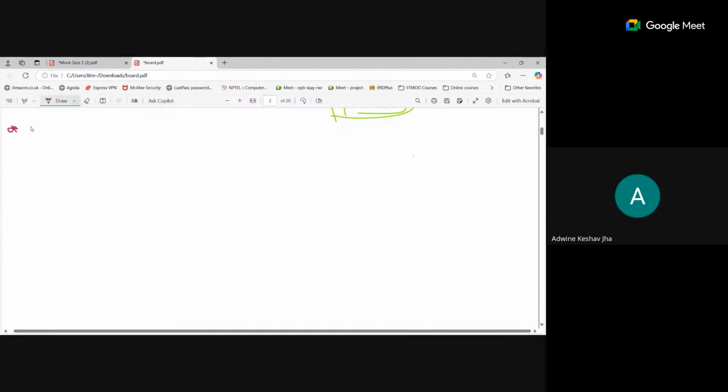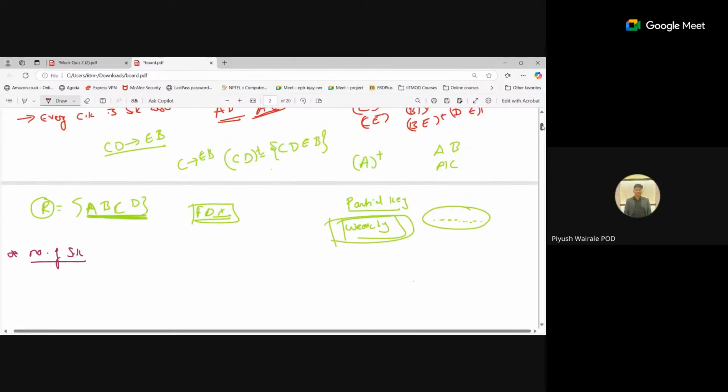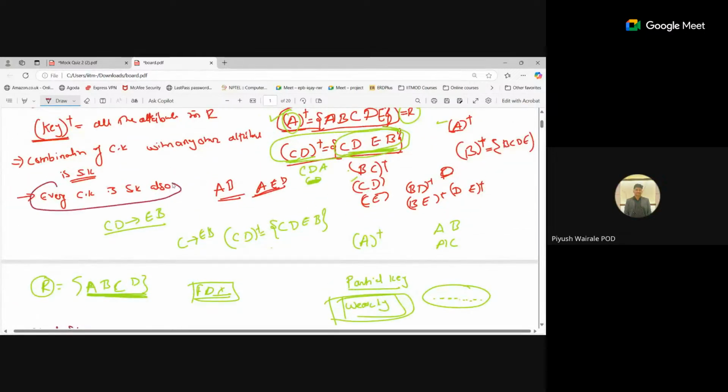Sir, could you repeat what you said for super key? So every candidate key is basically a super key. But if you take the combination of a candidate key with any other attribute, that is basically a super key, right?